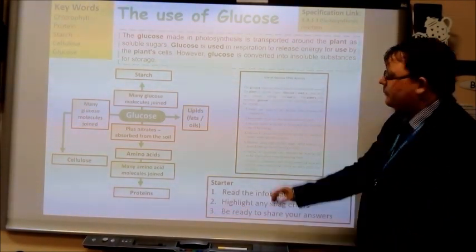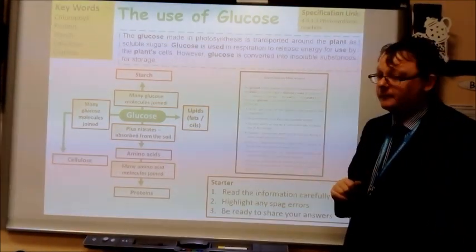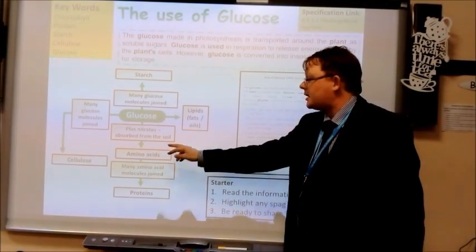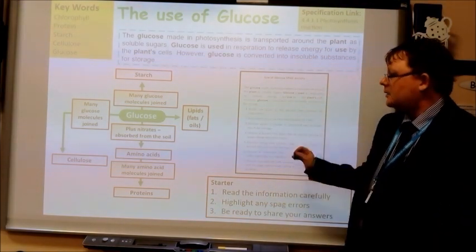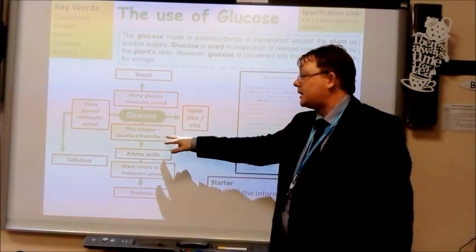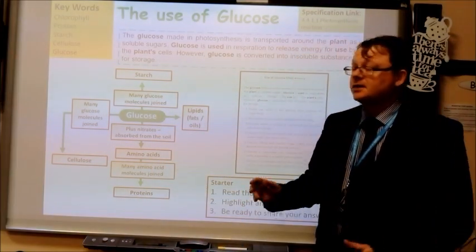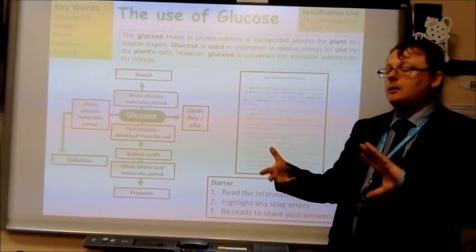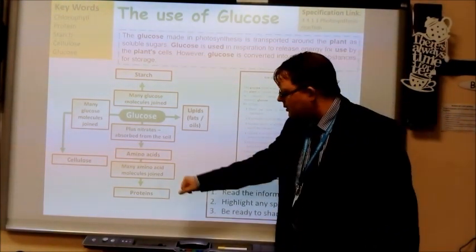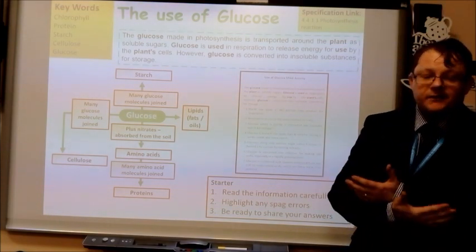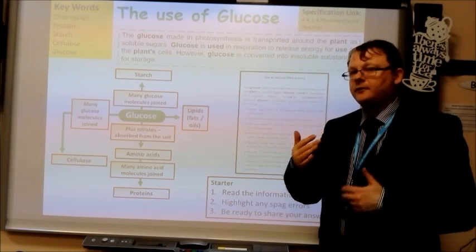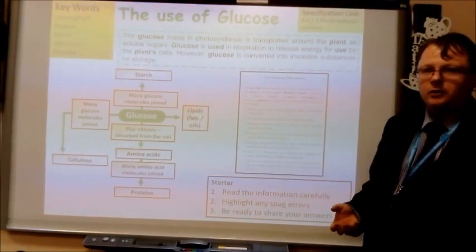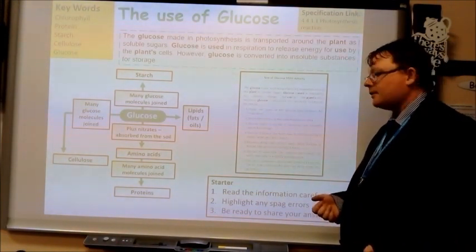Probably the most important use of glucose though, in terms of why we need plants, is that it can be converted into amino acids. So if the plant adds nitrate to the glucose, so the nitrates that have been absorbed from the soil, it will make amino acids. Lots of these amino acids can be joined together to make proteins. And proteins are used for an entire range of different things, all the way from carrying stuff around or through cell membranes to being more functional. They do things inside of cells.